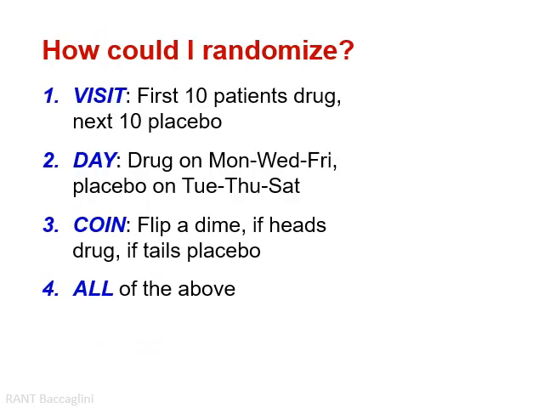So let's see now how you can randomize. Take a look at these four options and select one. You could use visit: the first 10 patients that walk through the door get the drug, and the next 10 get a placebo. Or we can give the drug on certain days of the week and placebo on other days. We can flip a coin, where heads is drug and tails is placebo, or we can do any of these procedures. If these were the only procedures available, which one or ones could you use? Hit the pause button and think about it, and then we will continue.